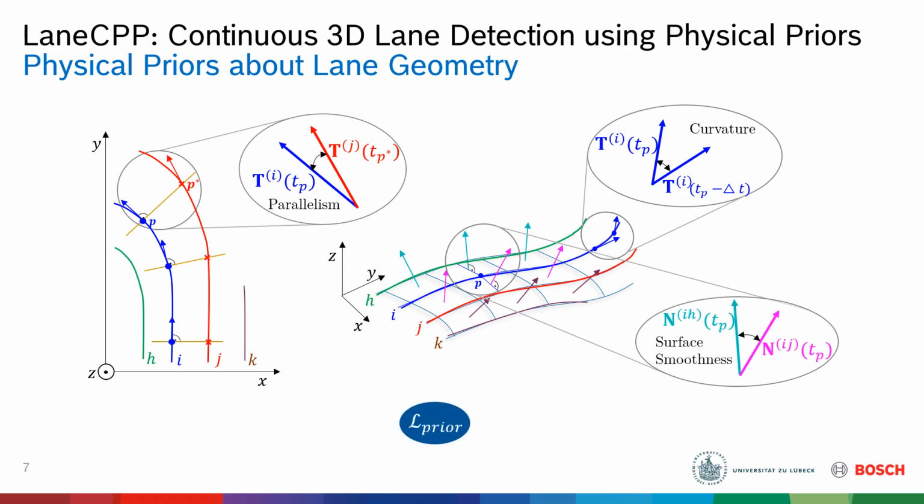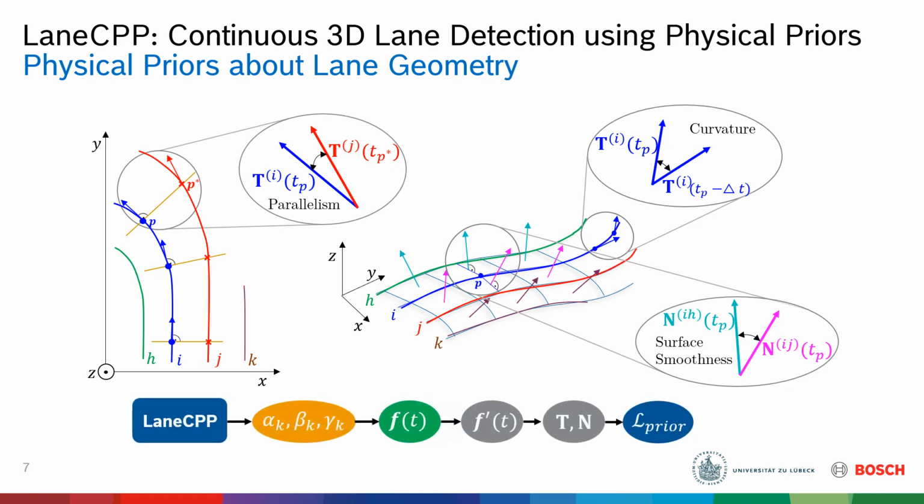A nice property of our continuous spline-based representation is that the derivatives necessary for the tangents and normals can be computed analytically without losing precision due to discretization.